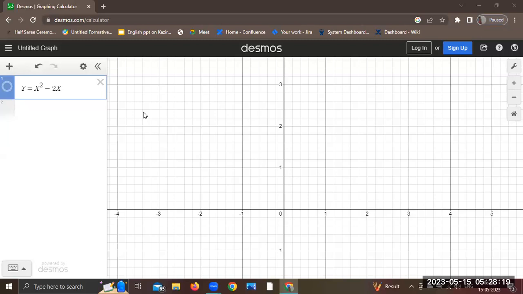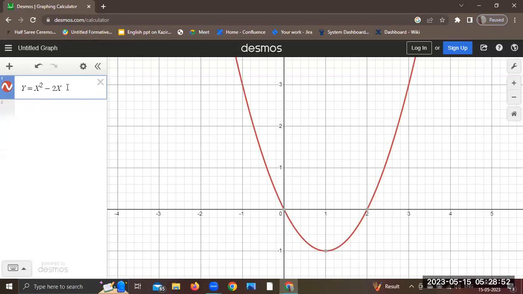Can you see the screen? Yes. Now this is the graphing software, Desmos. I'm comfortable with it. Now concentrate. I have a function. Because I know x square minus 2x is a quadratic equation, it's a parabola, a curve, downward or upward. We don't know. Now I'm going to unhide it. See the graph. Like this it is.